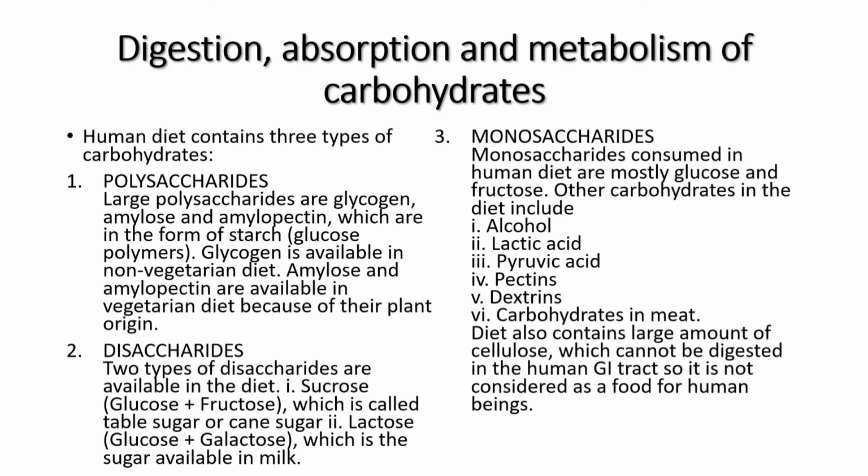Other carbohydrates in the diet include: 1. alcohol, 2. lactic acid, 3. pyruvic acid, 4. pectins, 5. dextrins, 6. carbohydrates in meat. Diet also contains large amount of cellulose, which cannot be digested in the human GI tract, so it is not considered as a food for human beings.